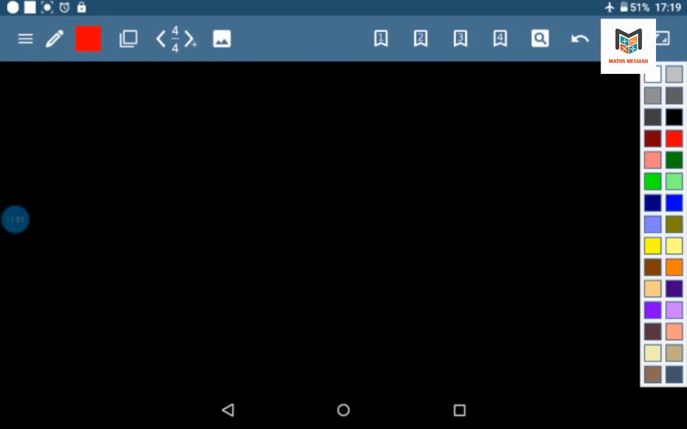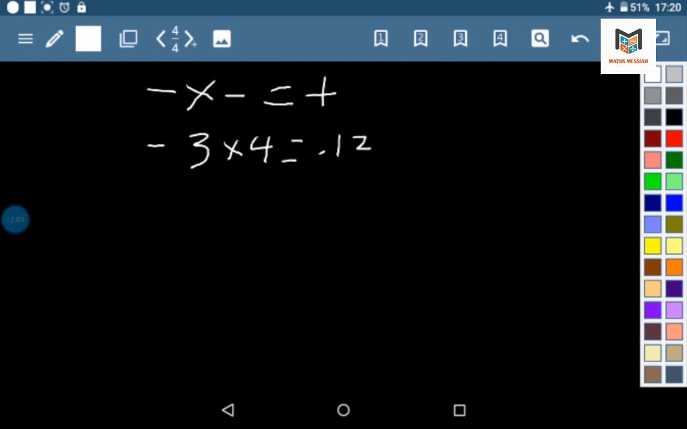Let's go to our next proof. Why is it that when you multiply a negative number by a negative number, you get a positive number? This is the reason why. When you have -3 multiplying 4, your answer will be -12. When you have -3 multiplying 3, your answer will be -9.